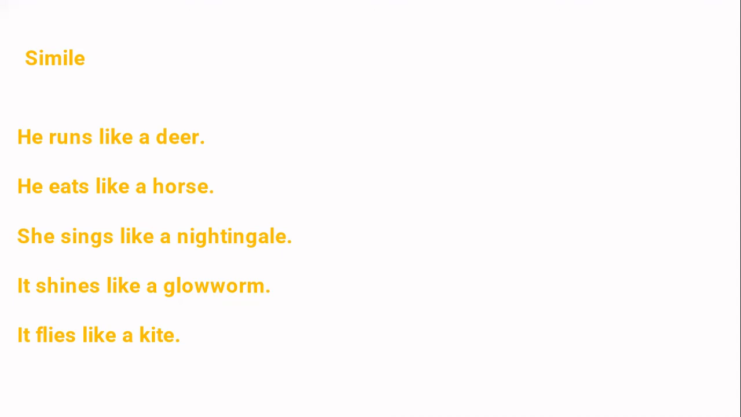She sings like a nightingale, or she sings like Lata Mangeshkar, or she sings like Miley Cyrus, or she sings like Justin Bieber. Again, over here you need to compare the singing to something. It's not always an animal or a bird, it can be anything. It shines like a glowworm, it shines like a diamond, it shines like the sun. It's correct. It flies like a kite. It flies like a plane. It flies like a balloon. Okay? So, students, all of them are correct.